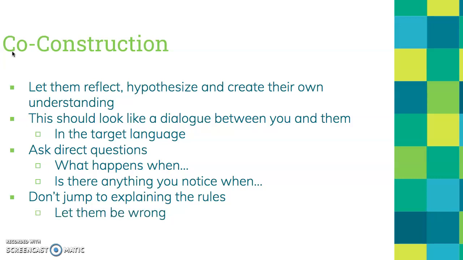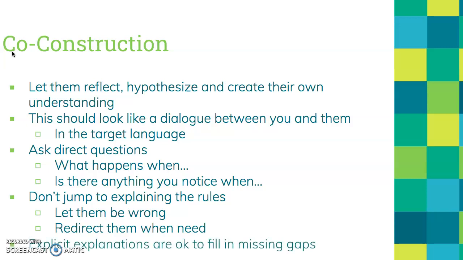I let them be wrong sometimes so that I can guide their thinking, and then that helps me plan for the future where I say, they noticed this, let me make sure that I draw attention to this in future lessons. And I'm going to redirect them. If they notice something wrong, I'm not going to say, no, that's wrong. I'm going to say, okay, that's interesting. Let's look at another example, see if that supports what you just said.